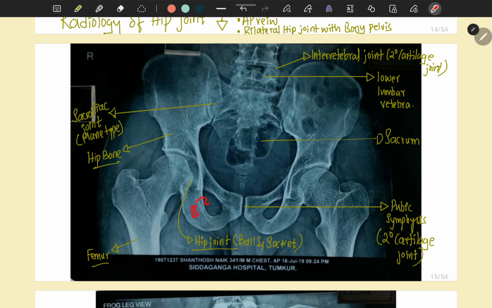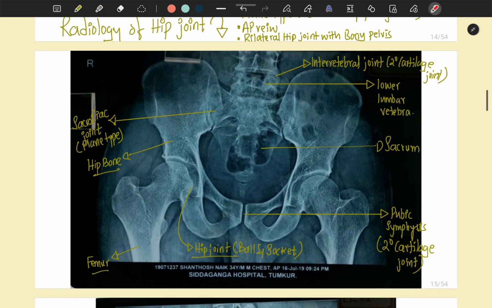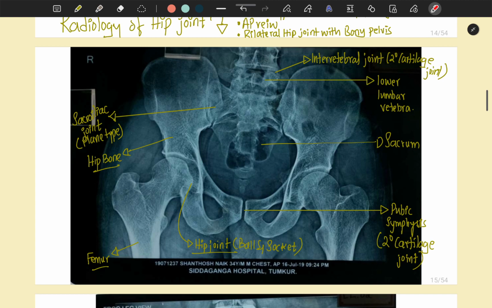Coming to the ischium. This is the body of the ischium, and this is the ramus of the ischium. The ramus of the ischium and the ramus of the pubis join to form the conjoint ischiopubic ramus. Important: conjoint ischiopubic ramus. Now, coming to the lines, there are three lines that will be asked in the viva.